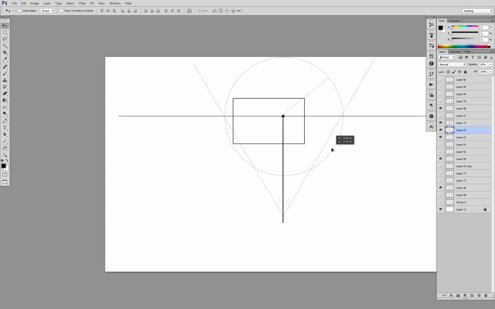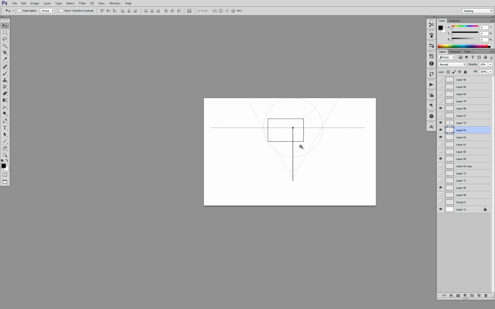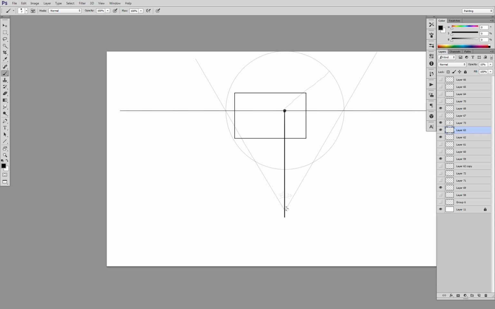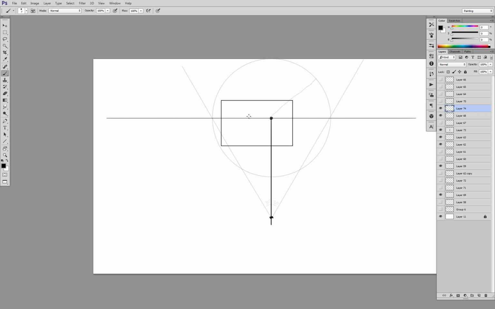The circle is not quite lined up. There you go, that's a bit better. So now I have a good idea back down here. This is now where the stationary point needs to be. And what that means is that everything in this image is contained within that cone of vision.